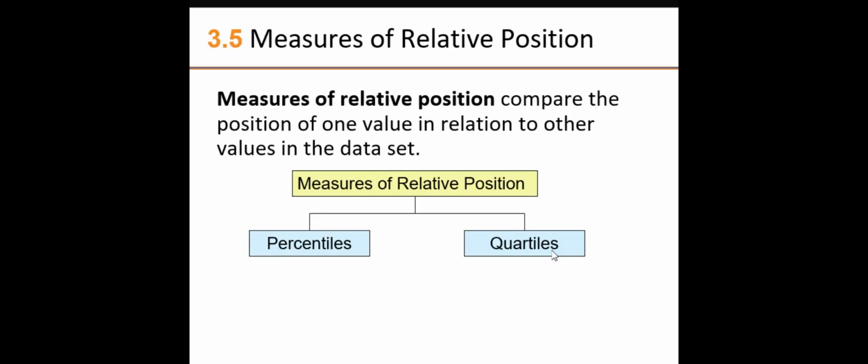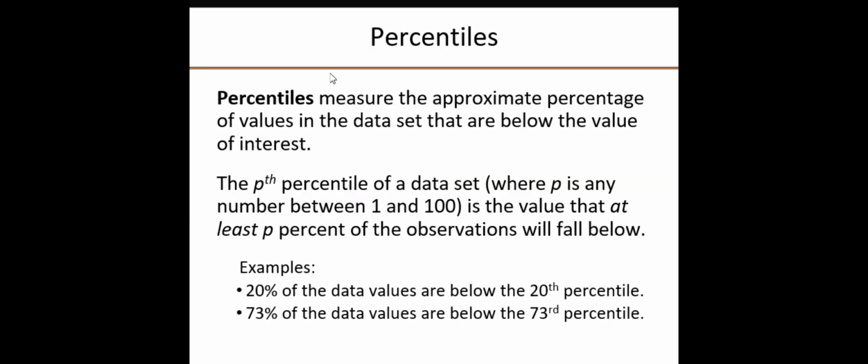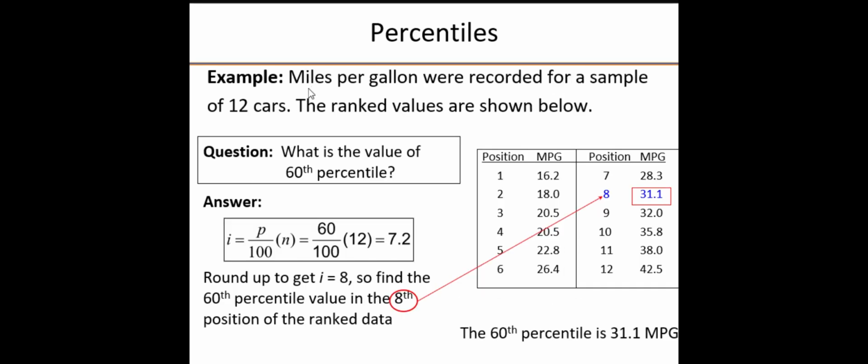So, moving on to the measures of relative position. Here we have 2 main measures, percentiles and quartiles. We use them to compare the position of any value in relation to other values in the data set. Let's start with percentiles. Percentiles measure the approximate percentage of values in the data set that are below the value of interest. Let's take this example.